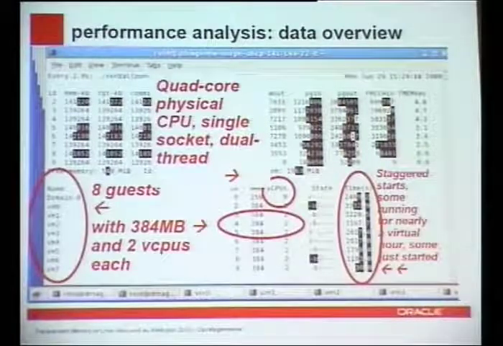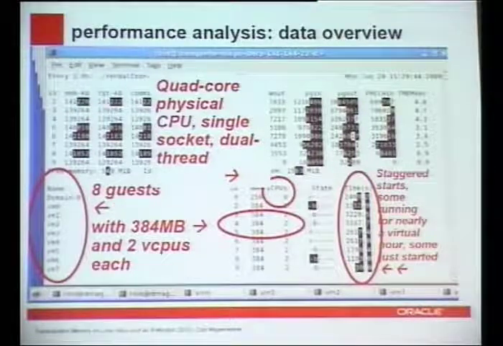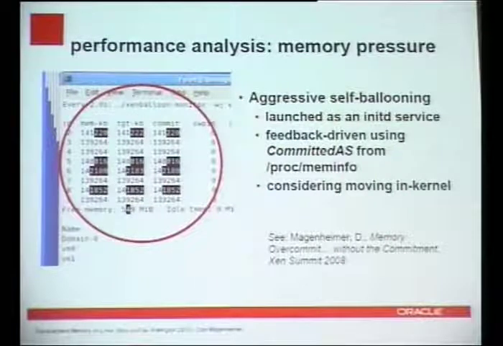As a result of this information, without having to see it real closely, what you see is that the machine has 8 CPUs, because this is a Nehalem quad-core dual-threaded machine. There's 8 guests running. Each guest has 384 megabytes initially, and they're all SMP virtual machines, two vCPUs. You can see the seconds that each guest has been running. Some of them have been running for an hour. Others have just started, and I did that because I wanted to stagger the amount of time for each to make it more random.